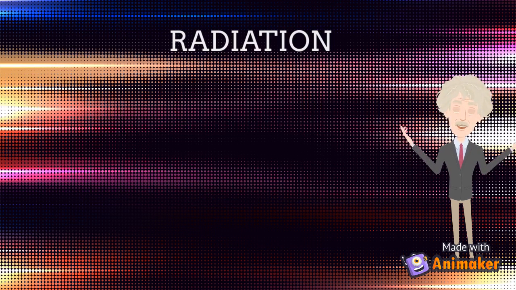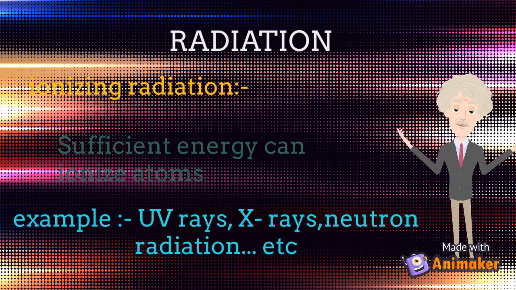Ionizing radiations are those radiations whose energy can ionize atoms. Some examples are UV rays, X-rays, alpha, gamma, beta and neutron radiations. All the rest are considered non-ionizing radiations.